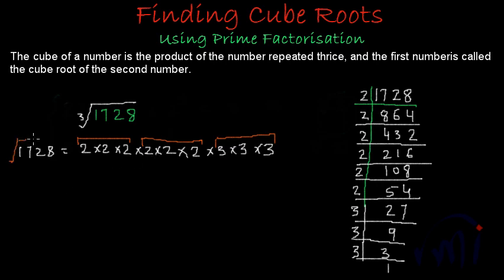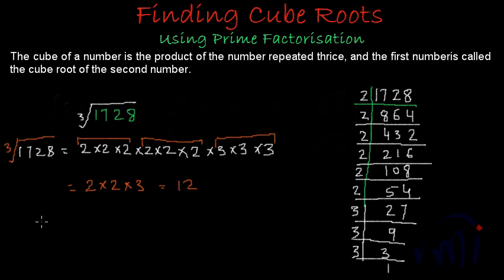So the cube root of 1728 will be equal to 2 multiplied by 2 multiplied by 3. That is 2 twos are 4, 4 threes are 12, right?